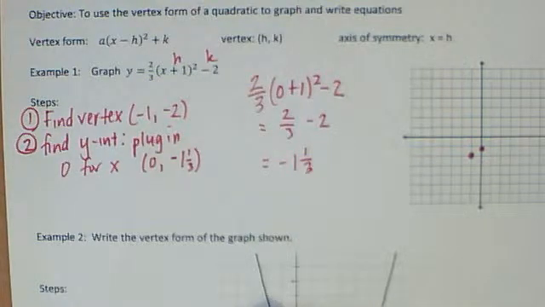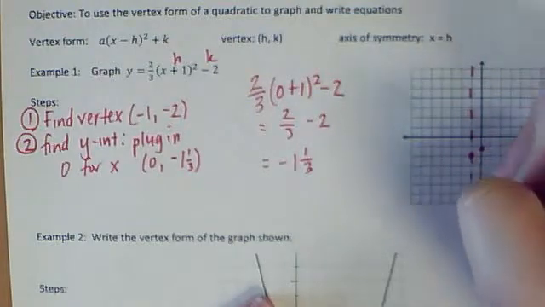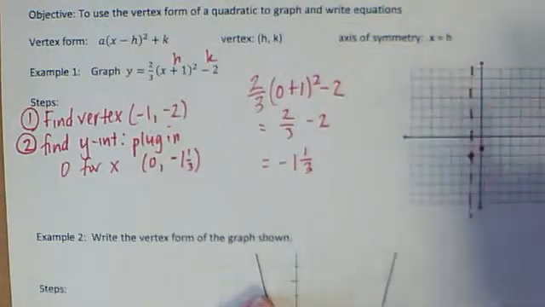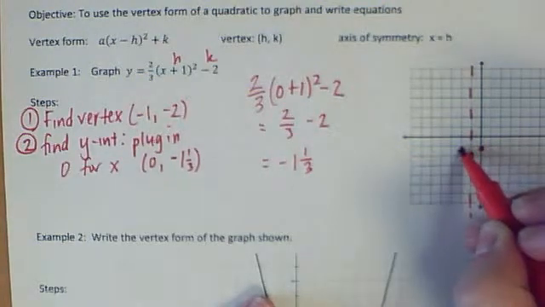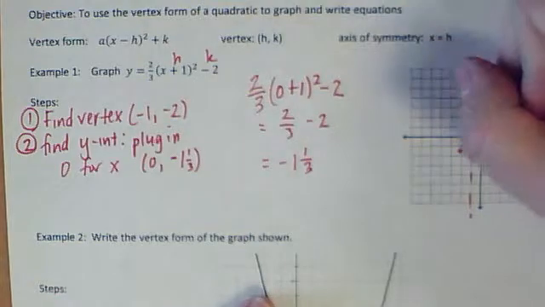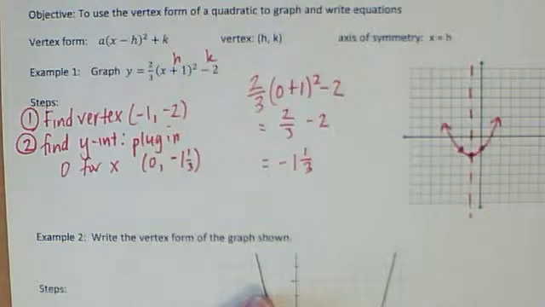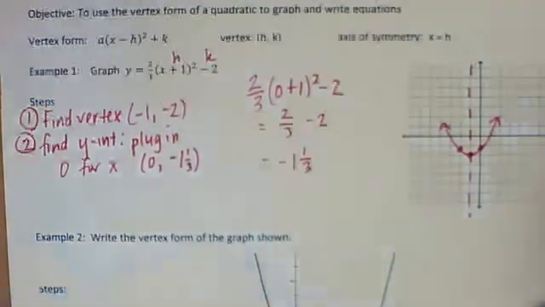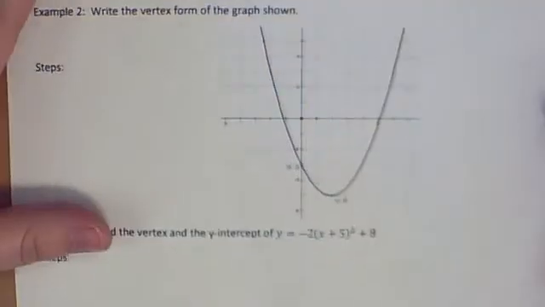The other thing that we noticed from yesterday and the day before is we have an axis of symmetry at x equals negative 1. So there's your x equals h. And we can find the third point by reflecting this across. So now we have that, and we have our parabola. And the other thing you should know is, since a is positive, then it should open up. So we know that that's correct, because it does indeed open up. Alright, so that was example 1.